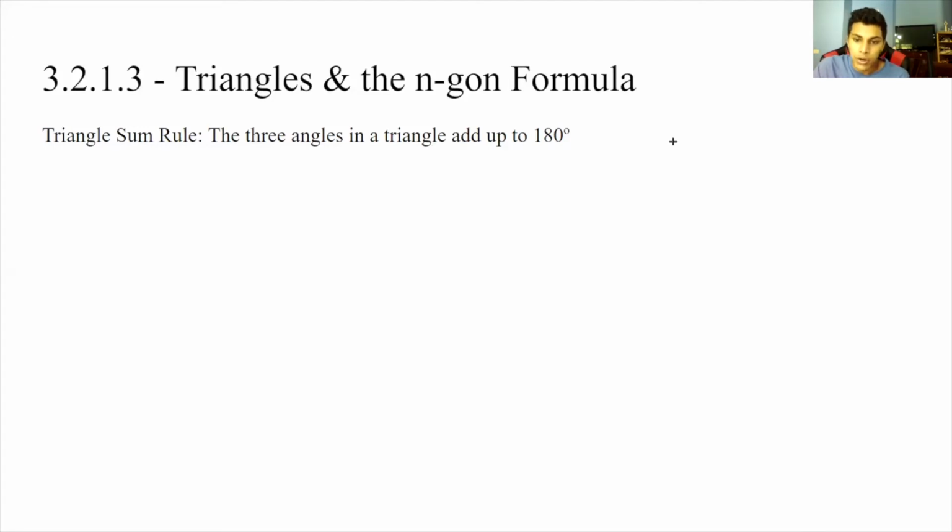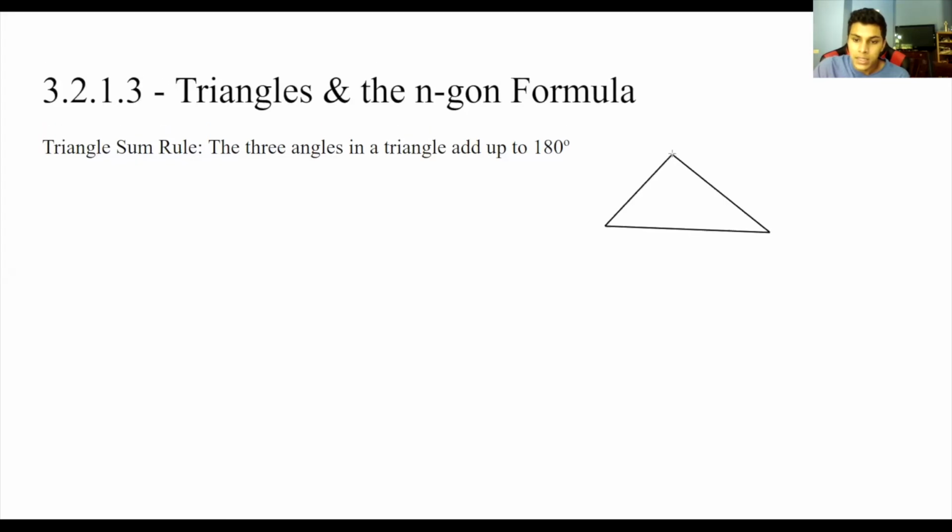So if I drew a triangle right now, like this, the one thing I could definitively say is that these three angles add up to 180 degrees. And this is helpful because if you know two angles inside a triangle, say you knew this angle and this angle, you could use subtraction from 180 to figure out what the final angle is.